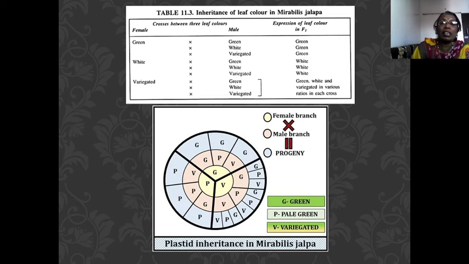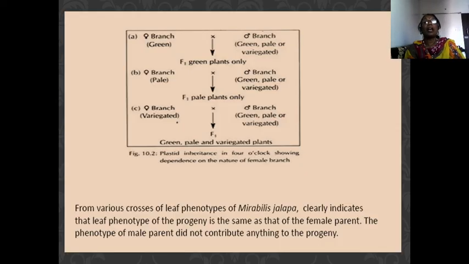In this diagrammatic representation, it is the same case: whichever are the male parents and the female parents, the female character is transmitted and seen in that F1 progeny. This is shown in this diagrammatic representation also. And therefore, it is found that from these various crosses of leaf phenotypes of Mirabilis jalapa, it clearly indicates that the leaf phenotype of a progeny is the same as that of the female parent. The phenotype of the male parent does not contribute anything to the progeny that develops. Therefore, it is a case of only cytoplasmic inheritance.